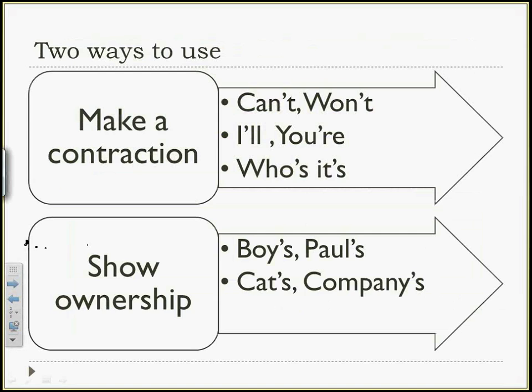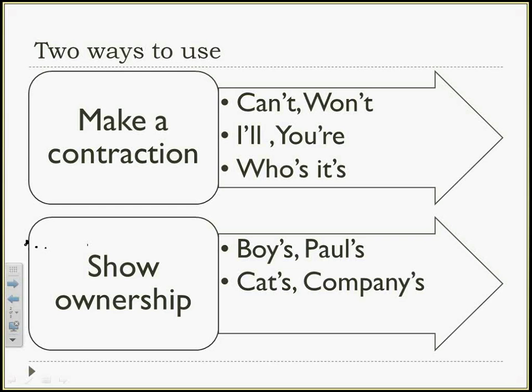One is to make a contraction. A contraction is when you smash two words together, and then you remove a couple of letters from the middle of those two words, and then you use an apostrophe to take the place of the letters that you've taken out. And the other way to use an apostrophe is to show ownership, to say that something belongs to someone.